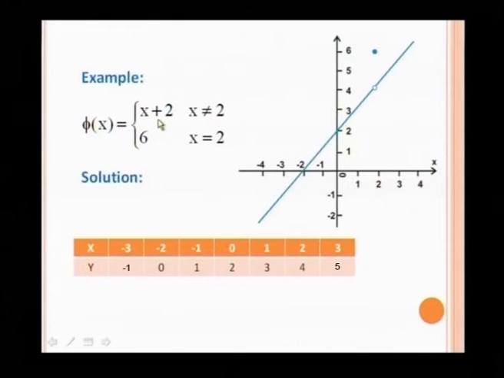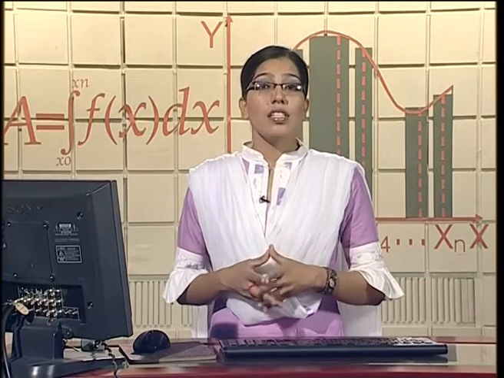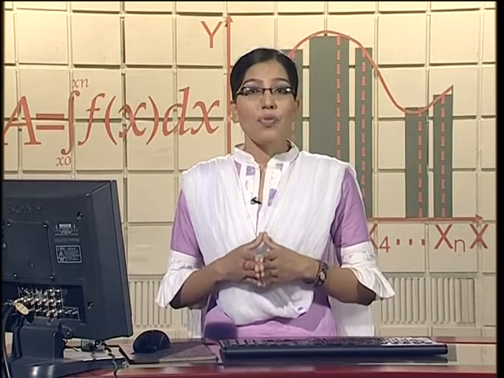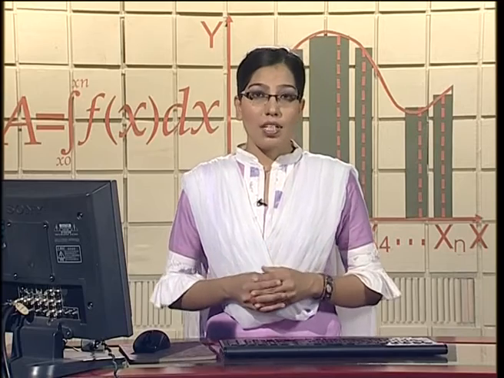Here we will put different values of x to get different values of y. So we put x is equal to minus 3, minus 2, minus 1, 0, 1, 2, 3, and we get different values of y. As we have drawn the graph of this function in the previous example, we will be having this line. So through this method, we can draw the graph of two functions on the same Cartesian plane as well.